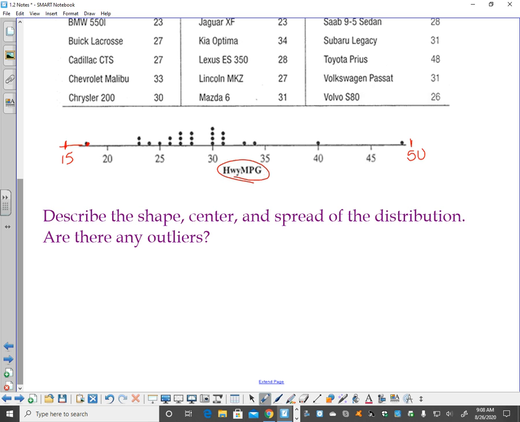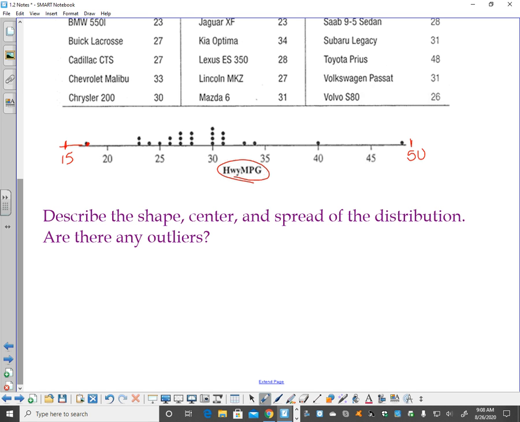I can already see kind of a cluster. I can see some potential outliers. I see a peak. I can find a median. So it says describe the shape, center, and spread of the distribution, and are there any outliers? Now, on your test and on the AP exam, all it's going to say is describe the distribution. You've got to know that's those 4 things: shape, center, spread, and outliers.